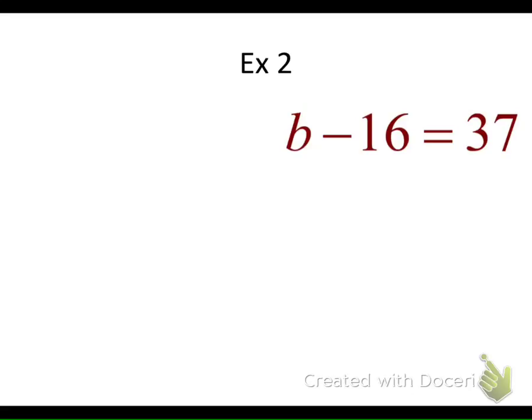Okay, so example number 2. b minus 16 equals 37. So b minus 16 equals 37. So take a moment, set this problem up how I explained earlier.